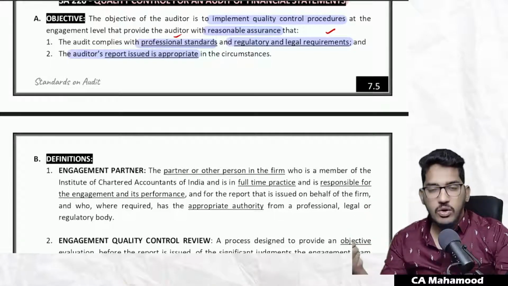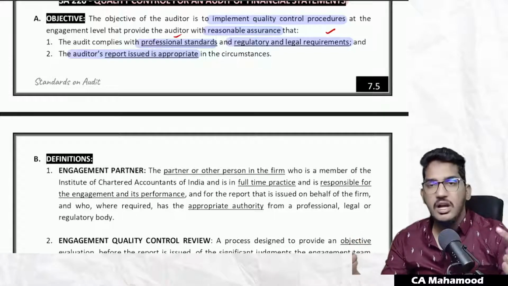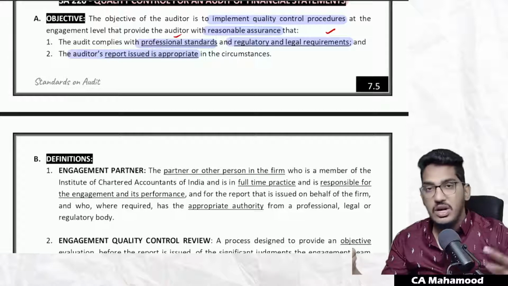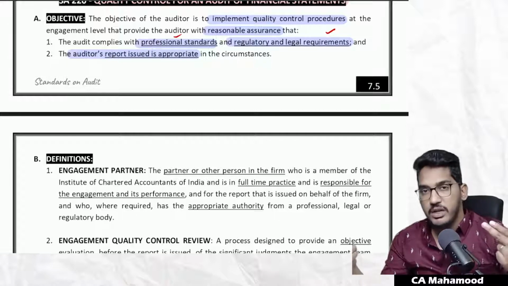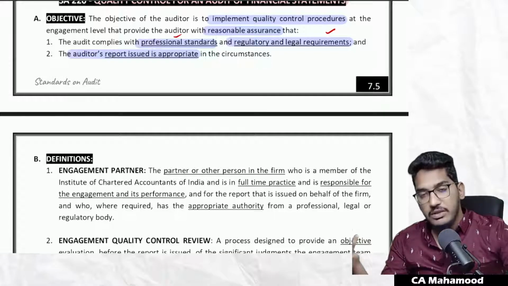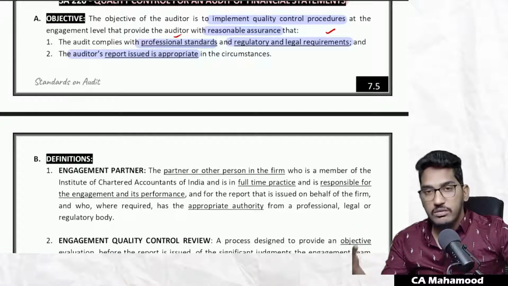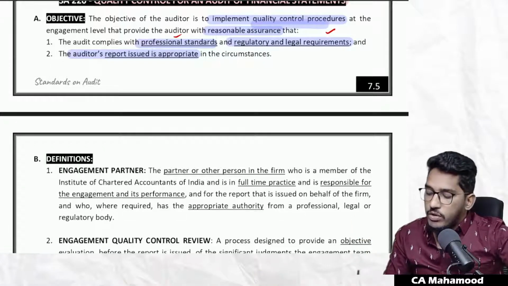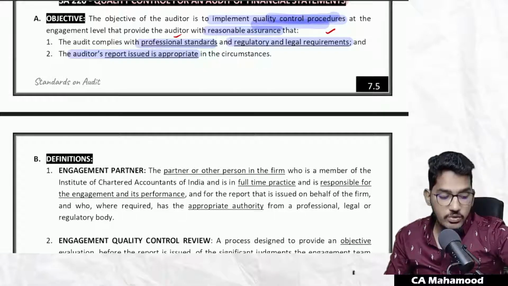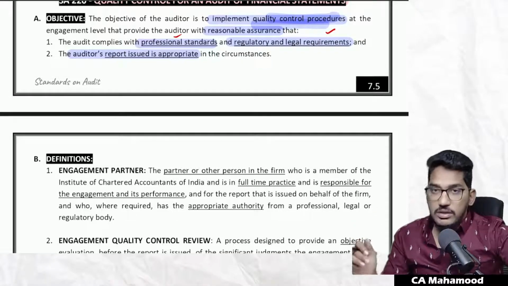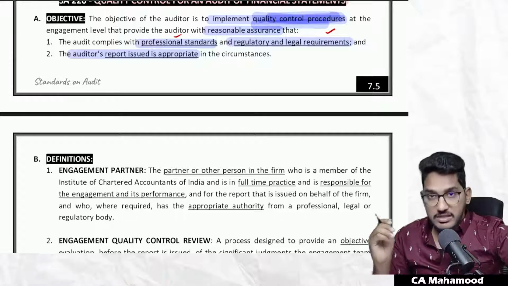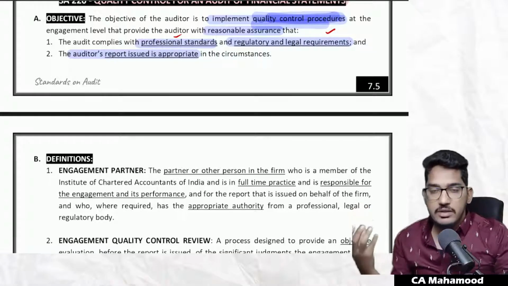So if you have done the audit, you should feel confident that yes, I have done the audit as per professional standards. I have done the audit as per laws and regulations. My report is appropriate. My opinion is appropriate. You need that confidence. So how will you get that confidence? If you follow the quality control procedures given under SA 220, then you will get that reasonable assurance.